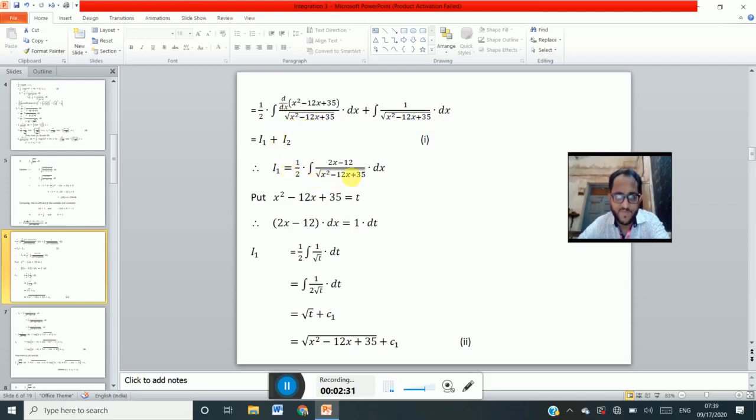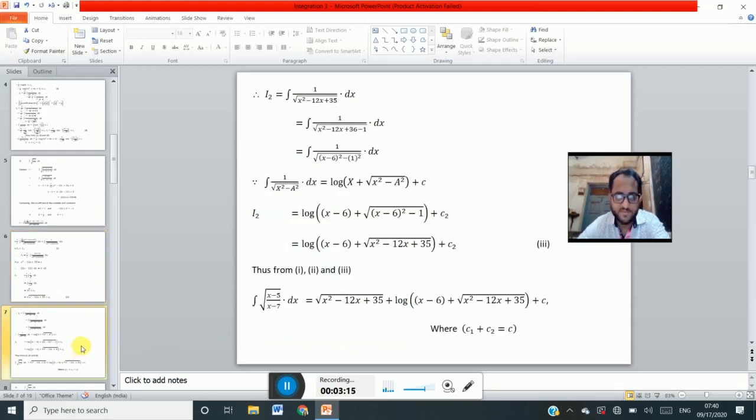So I1 is 1 by 2 of this derivative of x square minus 12x plus 35, that is 2x minus 12. Then put x square minus 12x plus 35 equals to t. The derivative of this is 2x minus 12 into dx equals to dt. After substitution we get I1 as 1 by 2 integration of 1 by root t, right? This 2 take inside, so what we get, integration 1 by 2 root t. The result of this integration is root t plus c, right? Again c, instead of c we take c1 here, because the second integration is again there. So c1 is constant of integration.